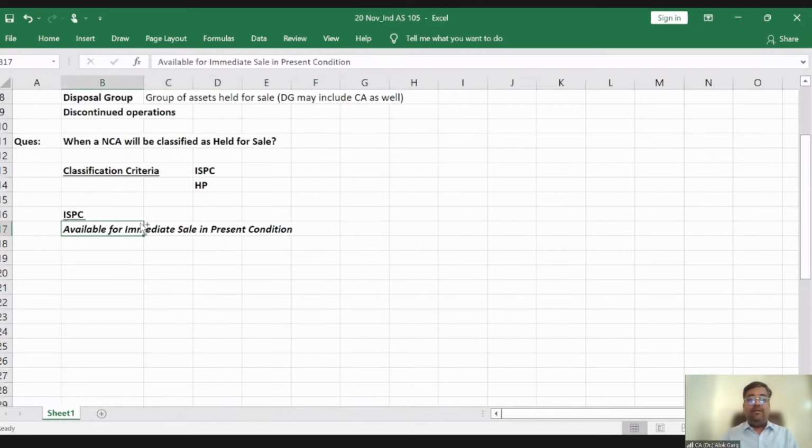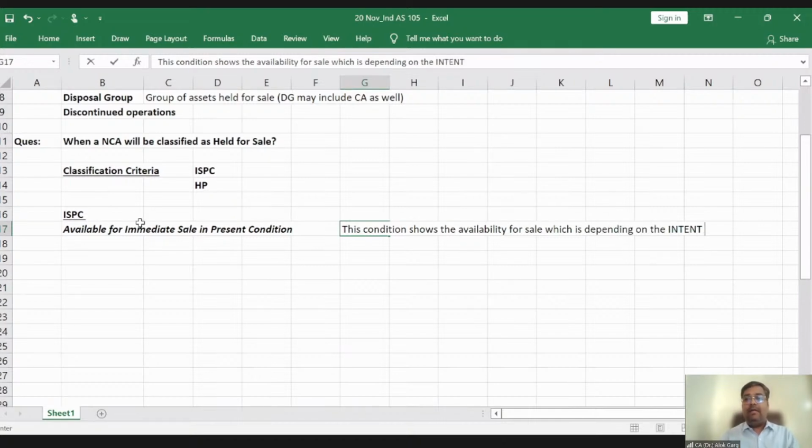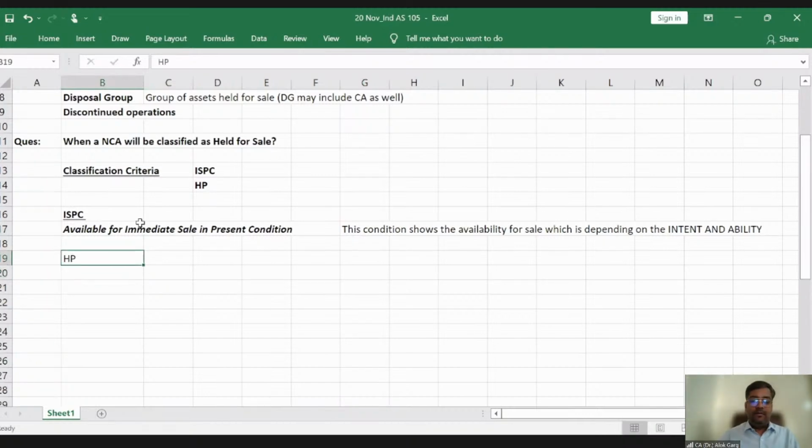This condition shows the availability for sale, which is depending on the intent and ability, right? HP: sale is highly probable, right?